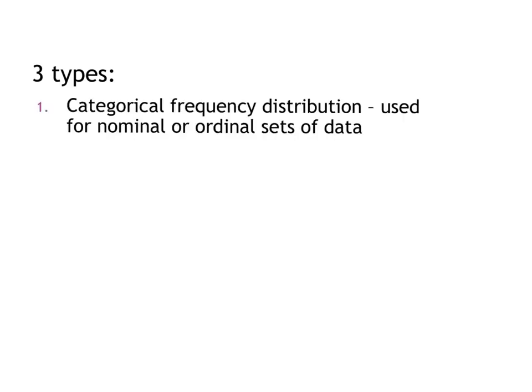There are three types of distributions that we're going to look at. There's not just three types; we're just going to look at three. The first one is called a categorical frequency distribution, and it's used for nominal or ordinal sets of data. Remember, those are categories, or rankings. Your data will look like words or categories instead of numbers, and we're going to put them in categories.